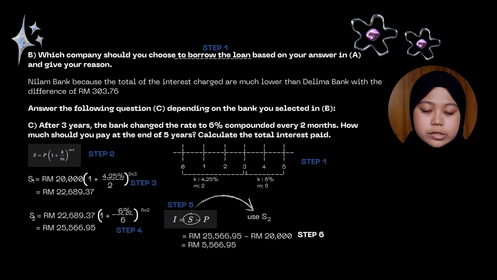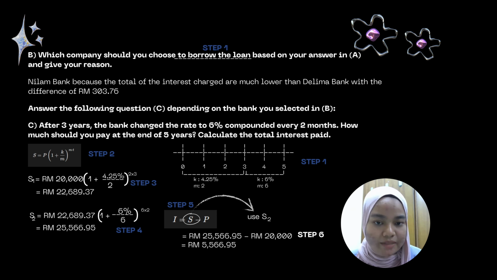Next question, which is B. Which company should you choose to borrow the loan based on your answer in A and give your reason? First step, you must identify the keywords, which is to borrow the loan. So when borrowing a loan, you must find a bank that charges little interest. So the answer is Nilam Bank because the total interest charged is much lower than Delima Bank.